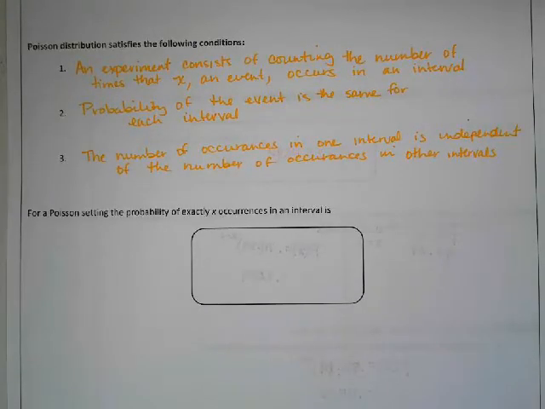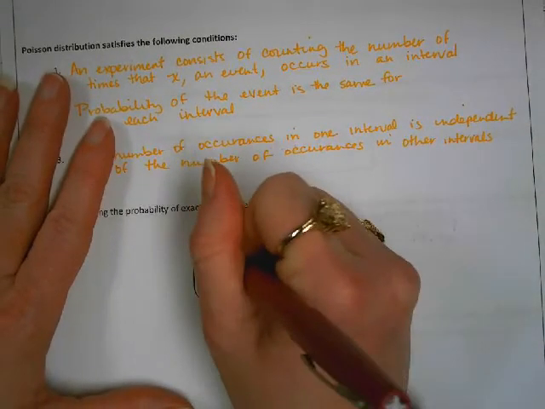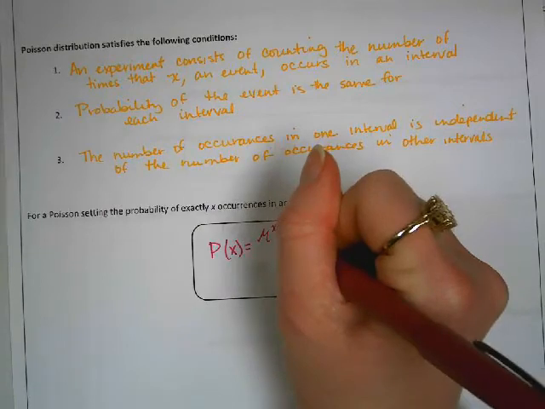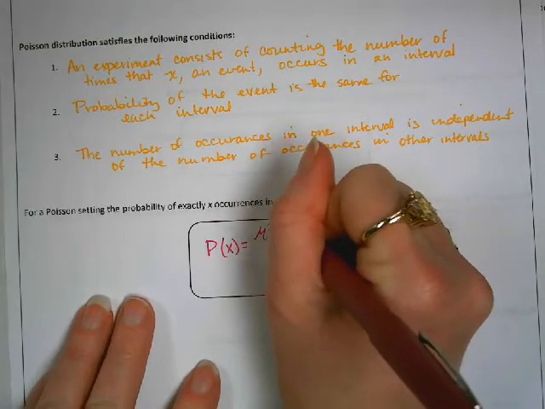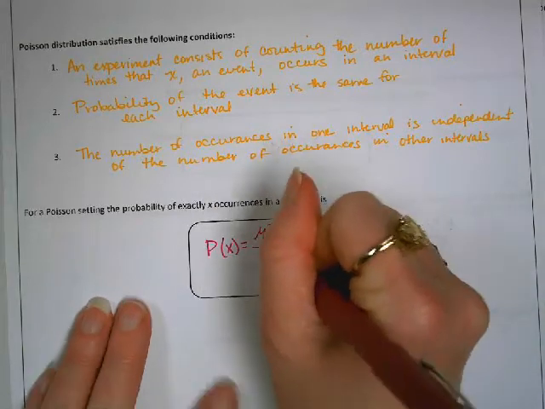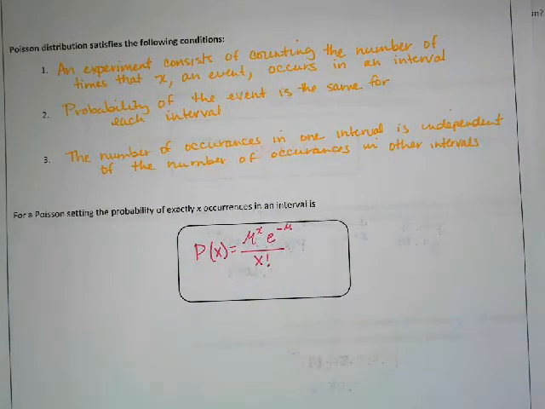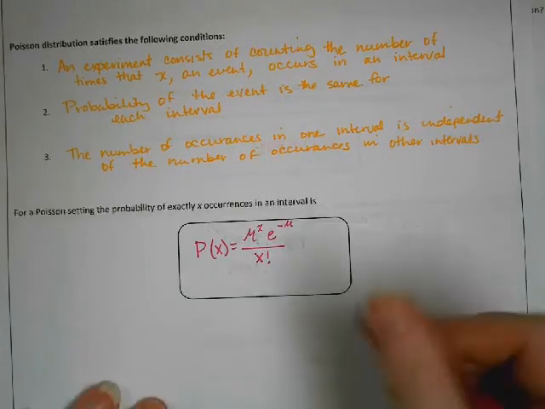Sometimes you'll see this one written in different ways, which is what I was looking for, to make sure I wrote it right. The formula: the probability of X is, in the interval. Anybody know what E is?